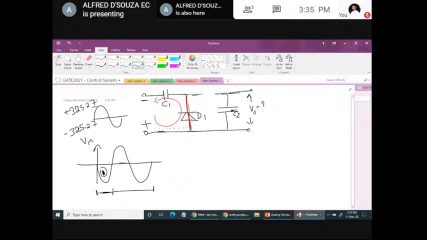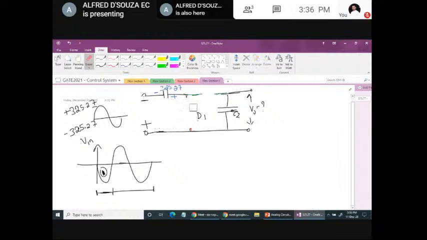Capacitor starts to charge. To what value? To the peak value. What is the peak value? It is 325.27. With what polarity? Because it is charging in this direction, current is flowing in this direction. So this side becomes plus, this side becomes minus. Okay, this is the scenario for the first negative half cycle.